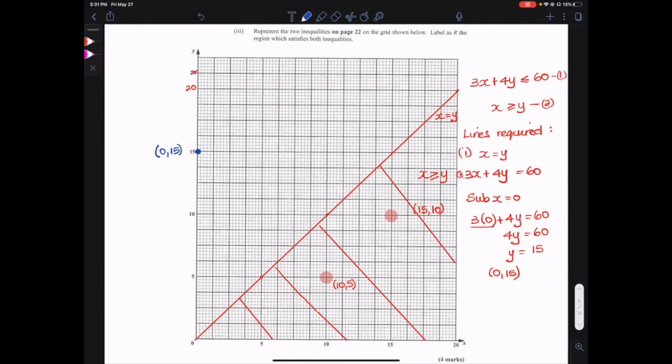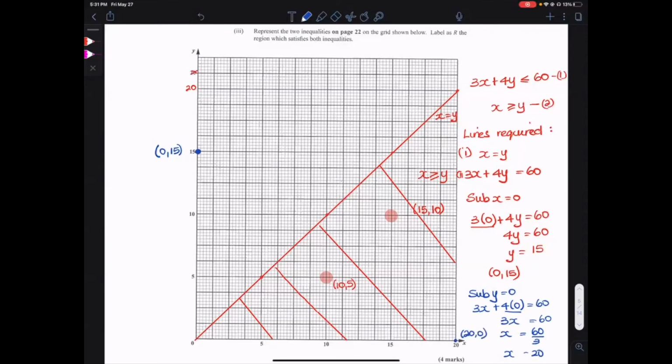So we need another point now to draw a straight line. So the next thing is substitute y to be 0 now. So 3x plus 4y, which is 0, is equal to 60. This will give me 3x is equal to 60. How much is x? 60 divided by 3, x is 20. So the next point we're going to draw is 20, 0.